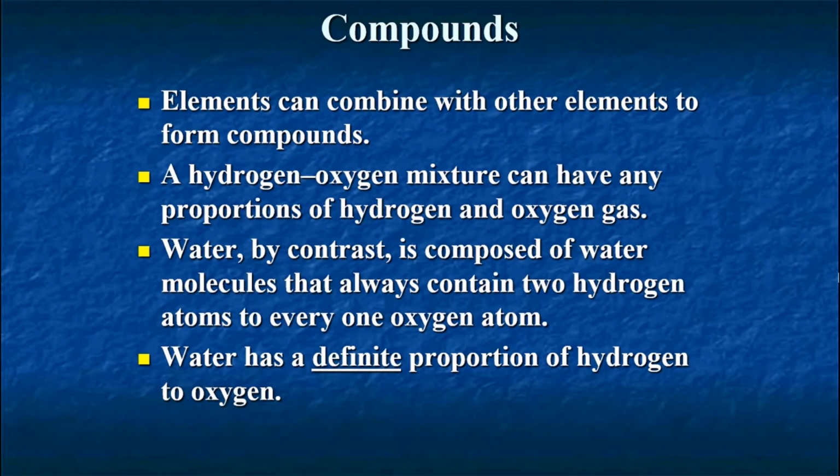Remember that elements can combine with other elements to form compounds. This is different than a mixture. A hydrogen-oxygen mixture can have any proportions of hydrogen and oxygen gas. Water, by contrast, is composed of molecules that always contain 2 hydrogen atoms to every 1 oxygen atom. In other words, water has a definite proportion of hydrogen to oxygen. This is what helps us classify it as a compound.